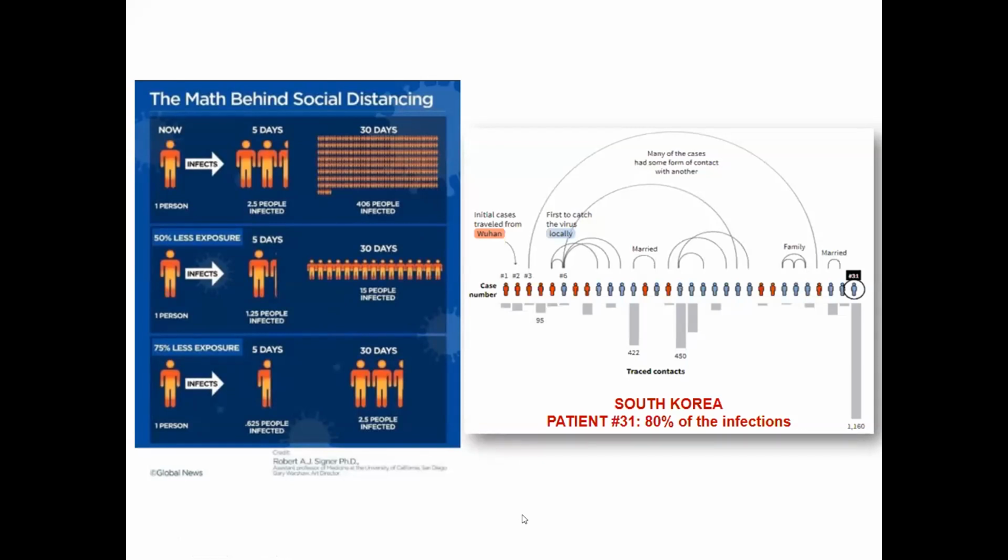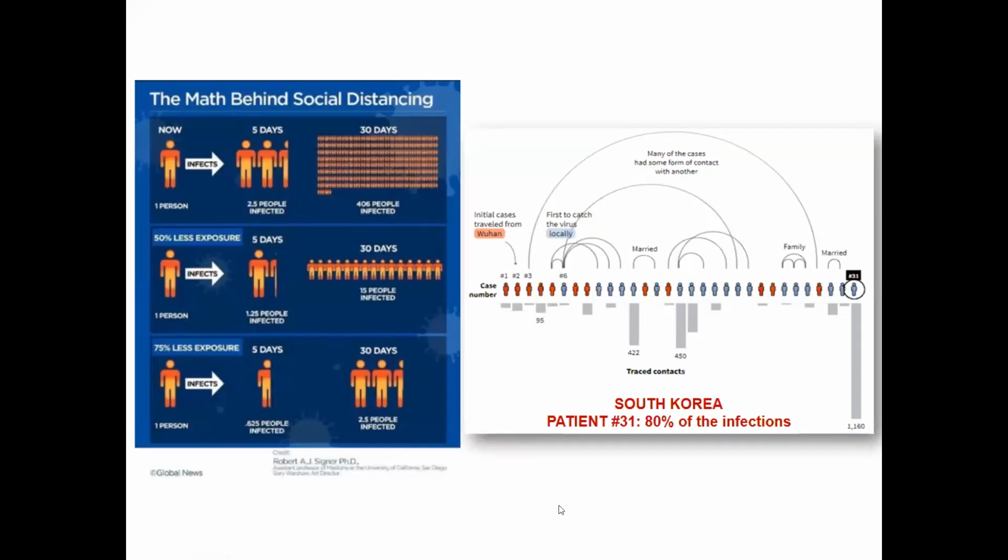The bottom row shows us that if we reduce exposure by at least 75%, the reproductive number can become much smaller, at 0.625, and then in a 30-day period, one person could possibly infect 2.5 people. So that shows the importance of social distancing.